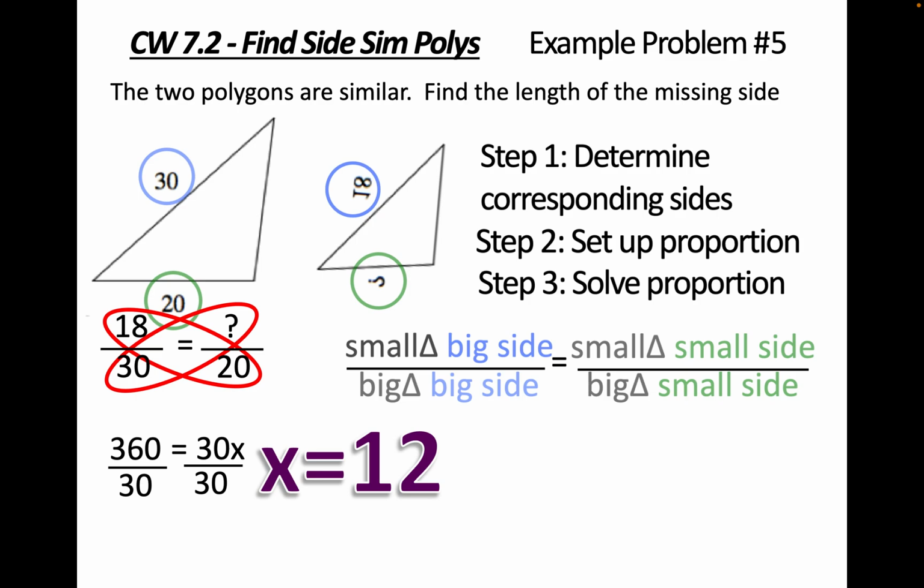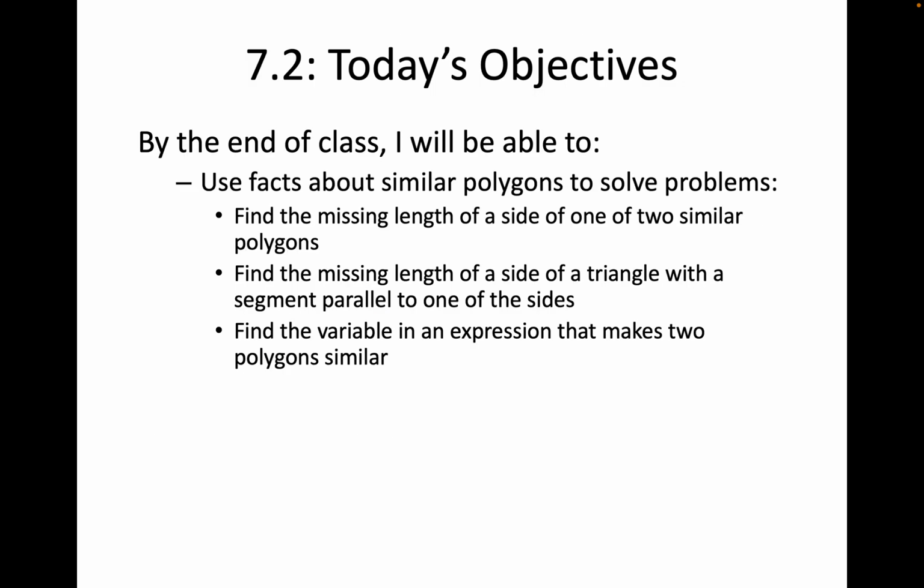So we have solved the first of our objectives. We could find the missing side of two similar polygons. Let's take a look at our second objective, which is to find the missing length of a side of a triangle with a segment parallel to one of the sides.